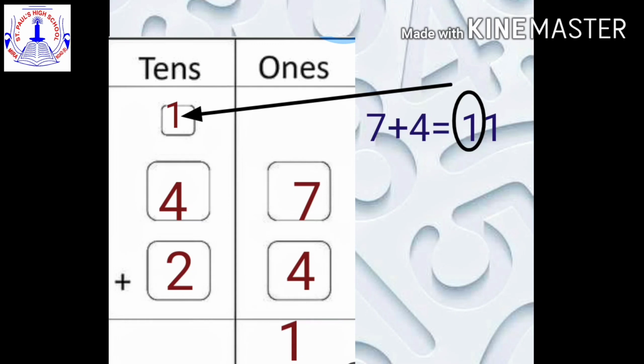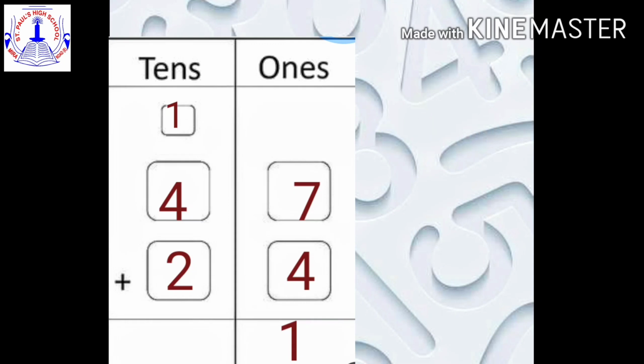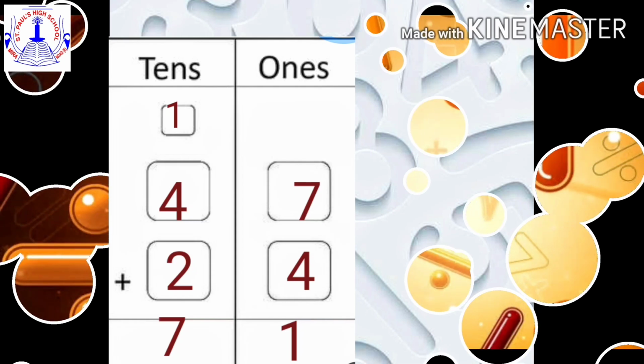As we have added the ones place, now it's time to add the tens place. So 1 plus 4 plus 2. 1 plus 4 gives you 5, and 5 plus 2 is 7. So the answer will be 7. So 47 plus 24, the answer is 71.